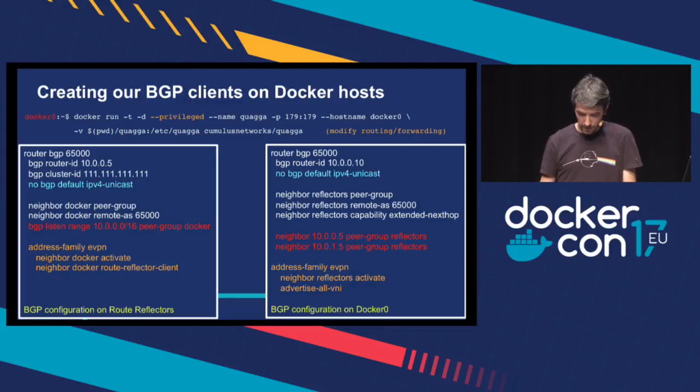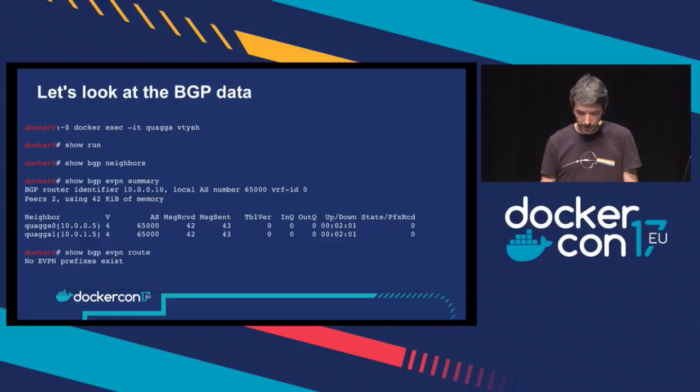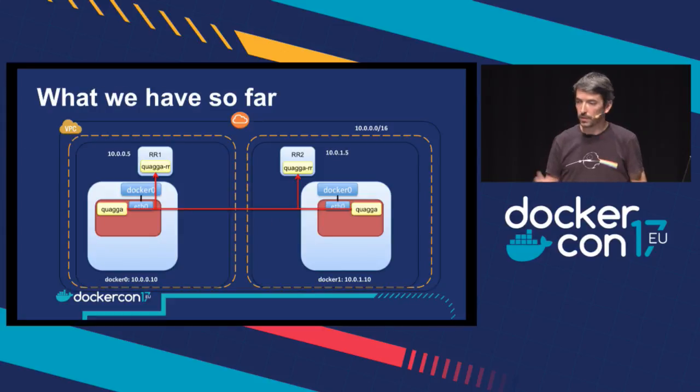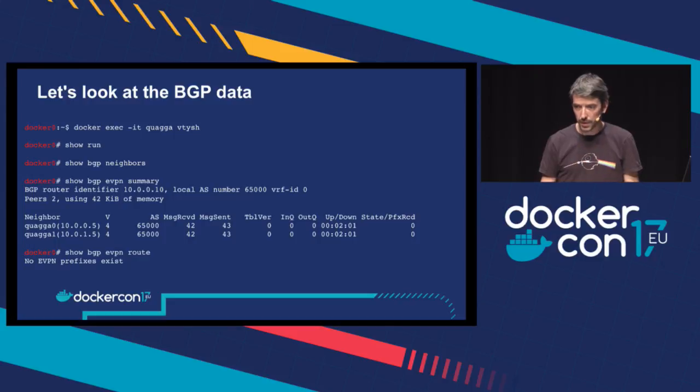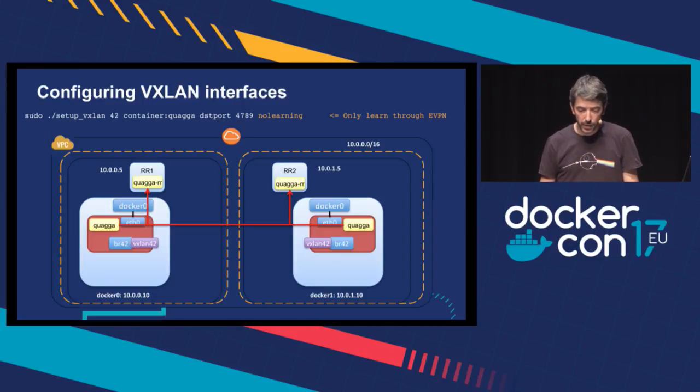Okay, so this is what we built. We connected Quagga on both containers to the route reflectors. We looked at the BGP data, which is what I just showed you. And what we're going to do now is configure the VXLAN interface, so it's going to be announced by BGP.